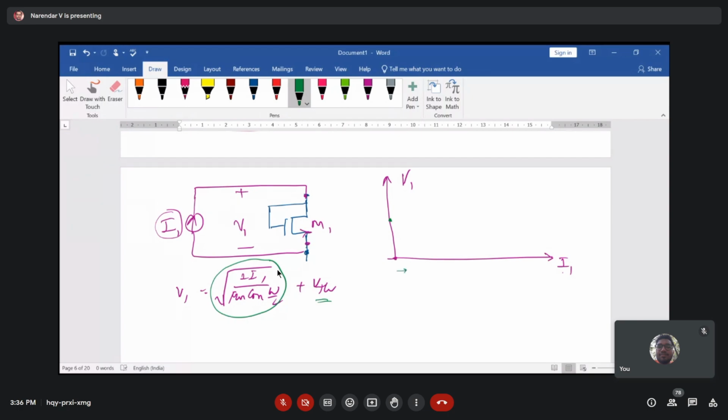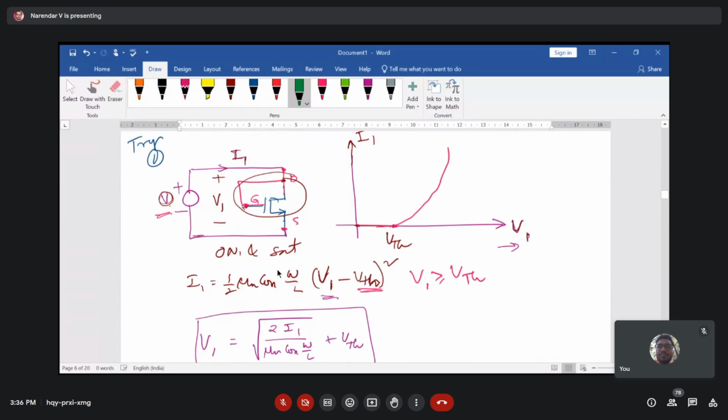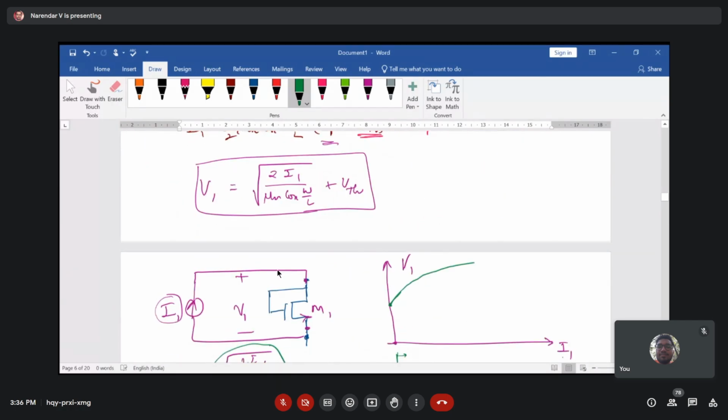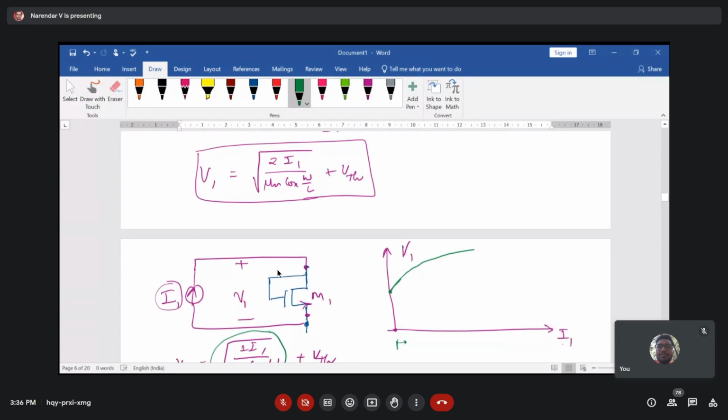As your current exceeds just greater than 0, then you have a variation in your voltage, and that variation is going to be something like this. So once you notice these two figures, the I1 versus V1 and V1 versus I1, this is exactly the 45-degree phase shift in the curve. So if I take a line here, something like this one, and rotate it 45 degrees, then you can see the previous plot, and if you rotate the previous plot 45 degrees, then you can see this present plot.